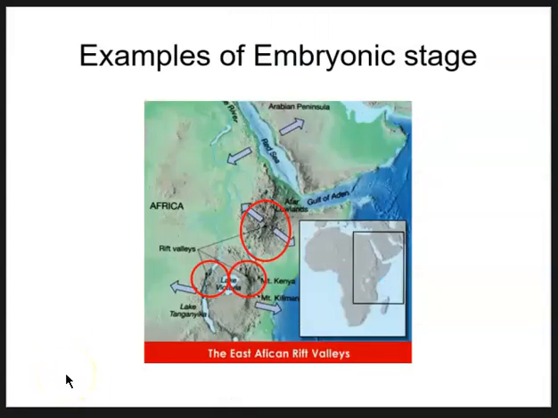Okay, so an example of the embryonic stage of ocean formation is found in eastern Africa. So you can see here, this is where we're looking. We're looking just south of the Red Sea along the eastern side of the continent of Africa. So what we have here is called the East Africa Rift Valley. And the East Africa Rift Valley has uplift going on, and the continental crust is cracking, and so you end up having a rift valley that is created there.